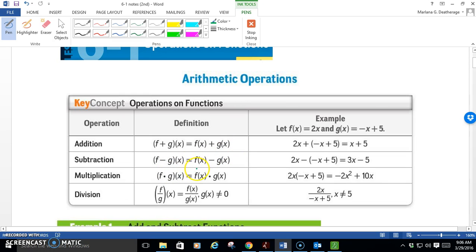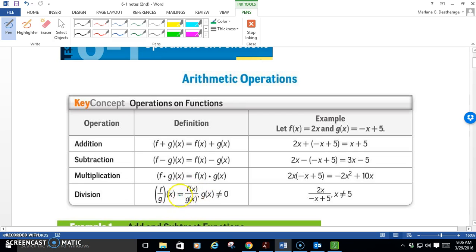Except when you subtract, you have to be careful because whatever function you're subtracting, you have to distribute the negative and change the signs of that second function. Then multiplying, it's the same thing. F times g of x is f of x times g of x. And then f over g of x, or f divided by g of x, is the same as f of x over g of x.